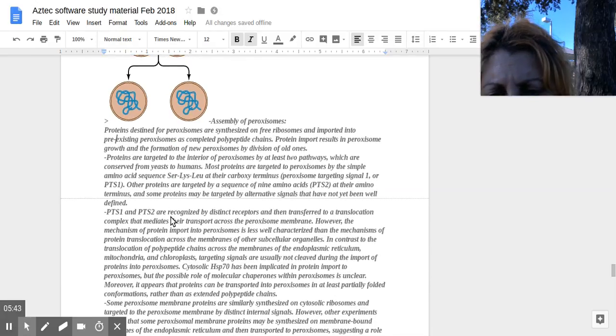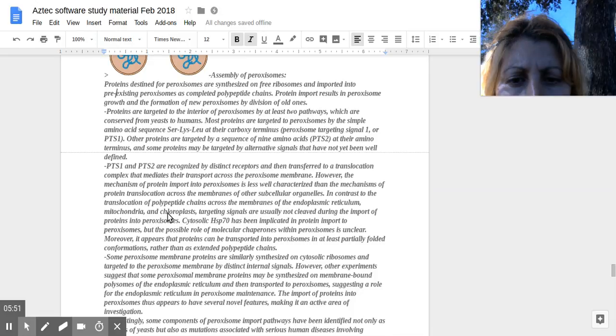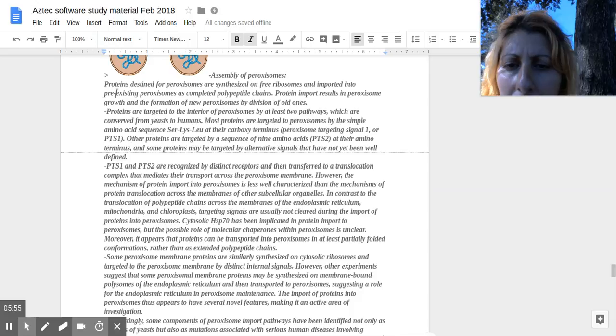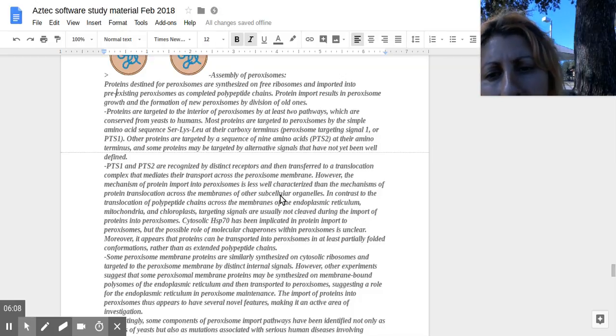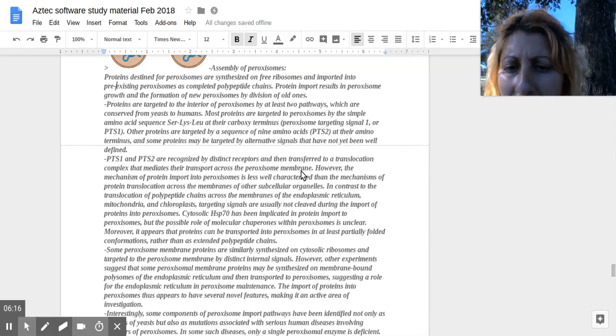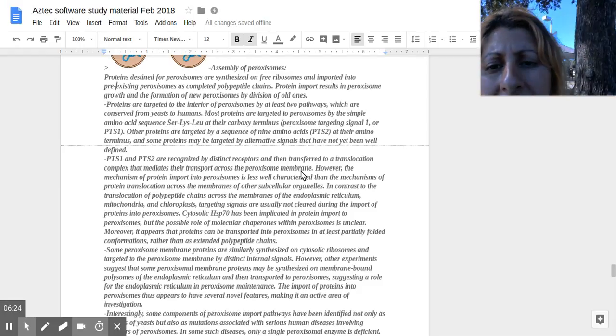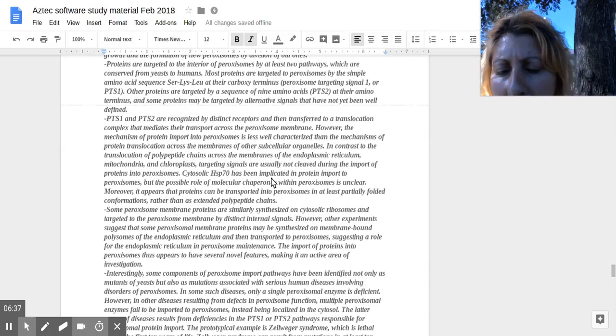Proteins are targeted to the interior of peroxisomes by at least two pathways, which are conserved from yeast to humans. Most proteins are targeted by the simple amino acid sequence serine, lysine, leucine at their carboxy terminus, called peroxisome targeting signal 1 or PTS1. Other proteins are targeted by a sequence of 9 amino acids called PTS2 at their amino terminus. And some proteins may be targeted by alternative signals that have not yet been well defined. PTS1 and 2 are recognized by distinct receptors and transferred to a translocation complex that mediates their transport across the peroxisome membrane.